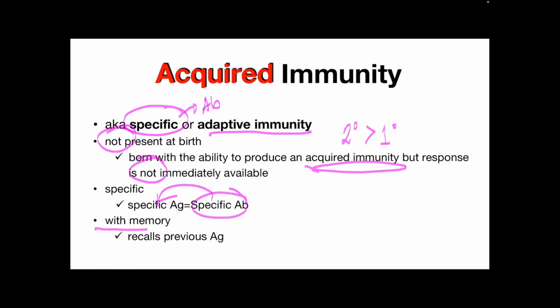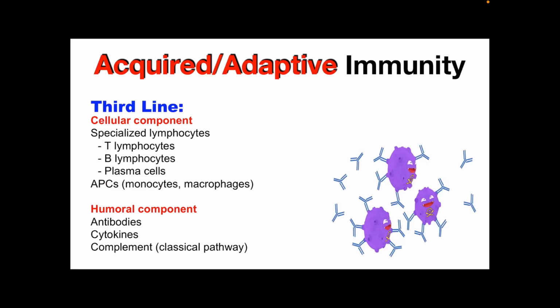And also, it has memory, unlike your natural immunity, because it can recall previous antigens. Now for the third line of defense. So this is again included in the acquired or adaptive immunity. So it has the cellular and humoral component. So let us have first the humoral component.